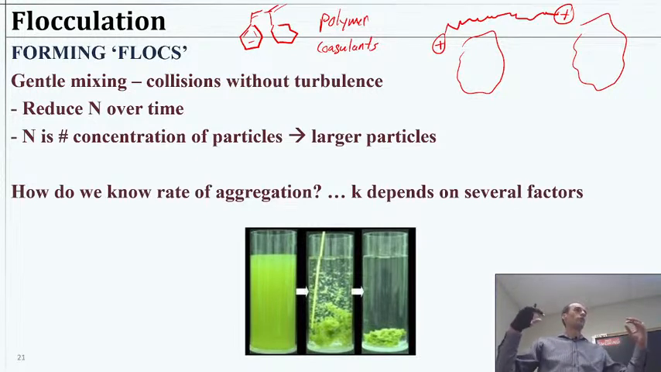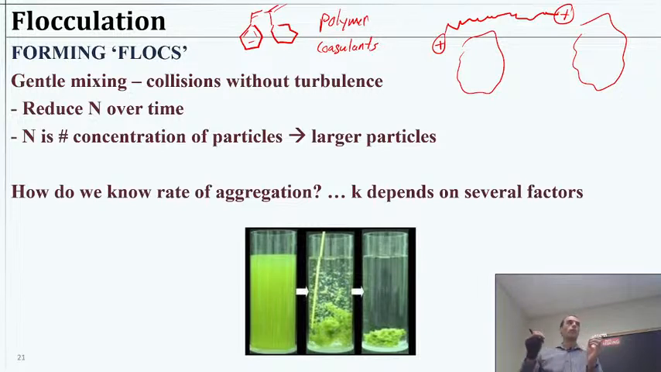But if it's too still, you're just relying on diffusion, and especially with particles this size, they may never meet each other. So you want enough mixing. So a gentle mixing is what we want. Collisions without turbulence. The goal here is to reduce the concentration of particles. And pause a moment to think about that. Our goal is to increase the particle size.